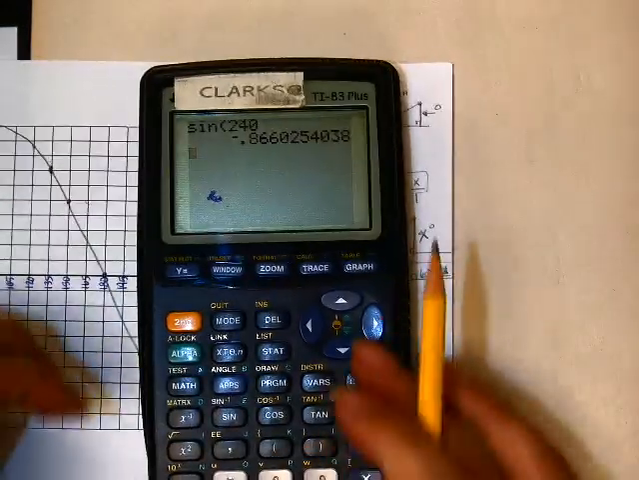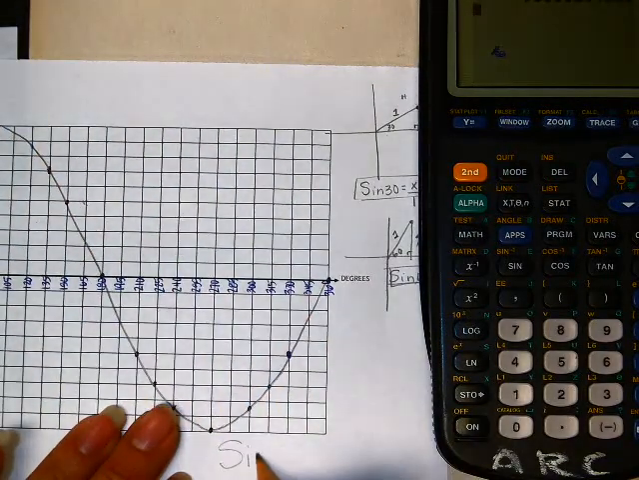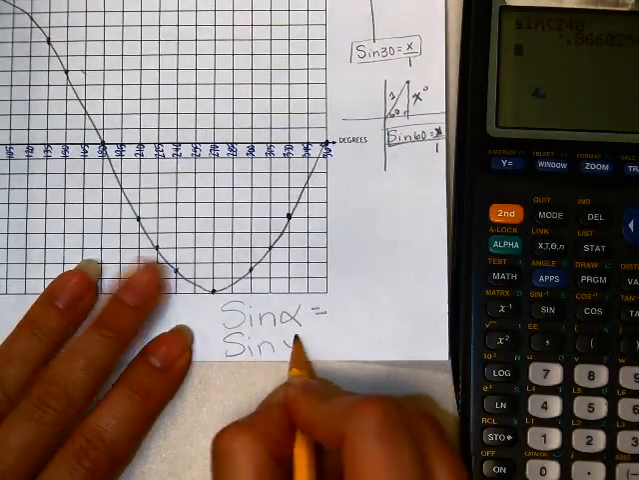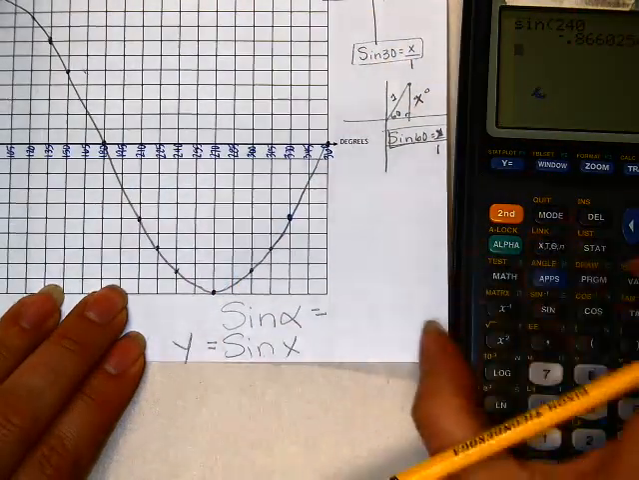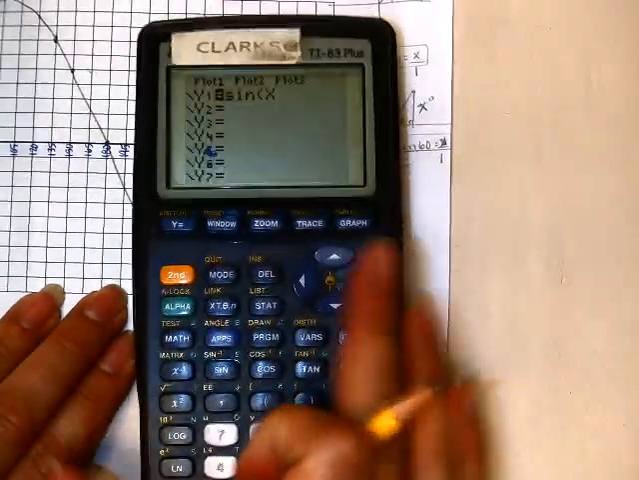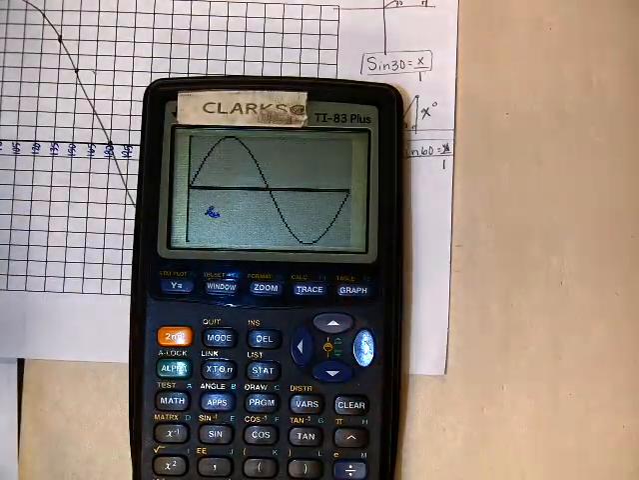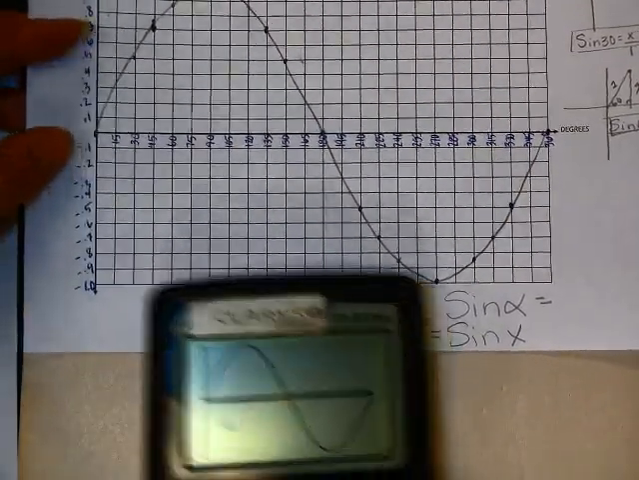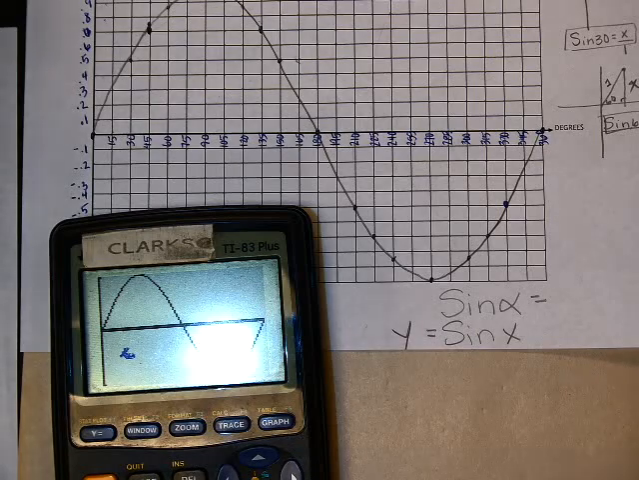So what I did is I said, well then, if every single one of these points is really the sine of whatever angle we have, it's really like saying the sine of x is equal to y, whatever those values are. So if I go into my y and I write sine of x, and then I graph this, check it out, that looks exactly like what we've got going on here. So what we've really done is we have created the sine graph. How cool is that?